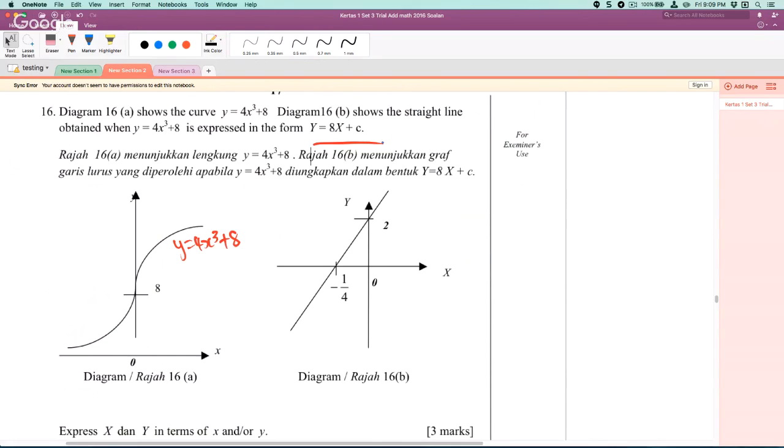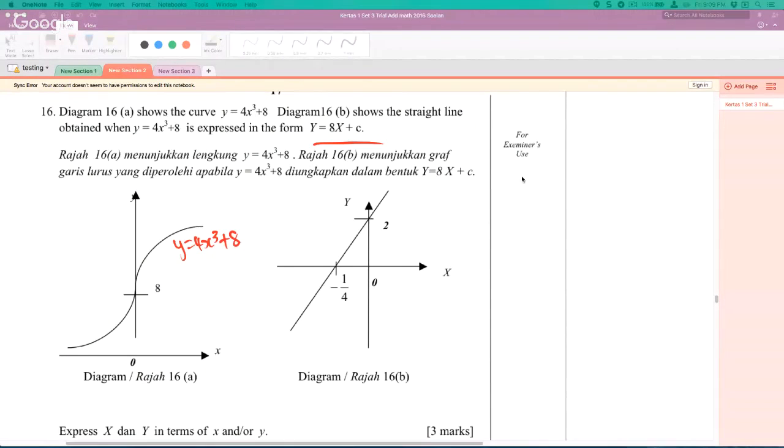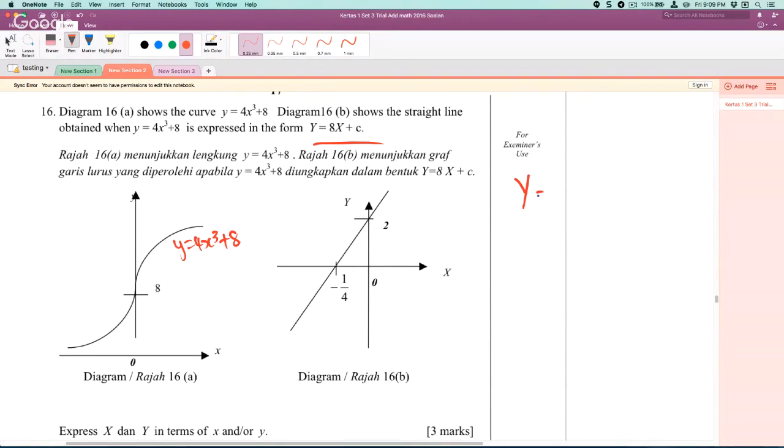What do I mean by seeing the relationship between them? First, for this straight line, y equals 8x plus c. The only information I have here is that the gradient becomes a, and then this one is constant. What do I mean by constant? Constant means it cannot have x or y in it. So in order to make a the gradient, beside the x I must have something.